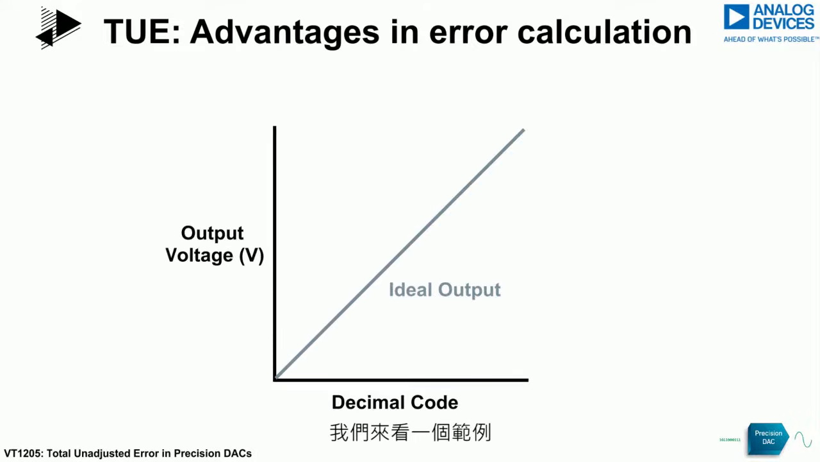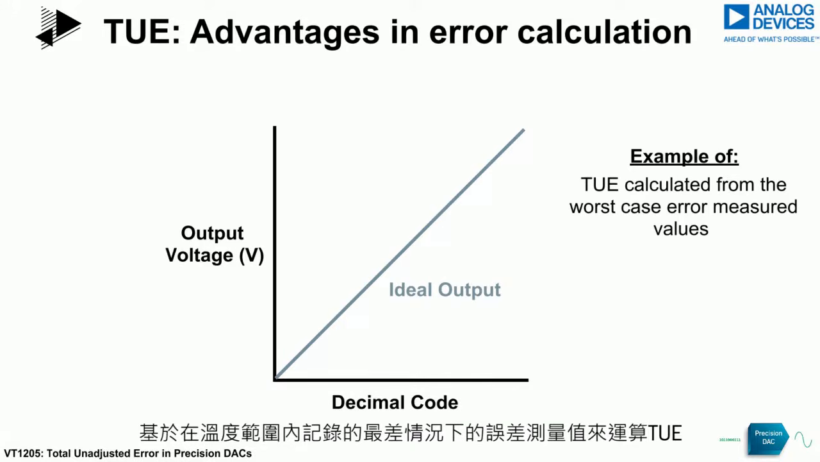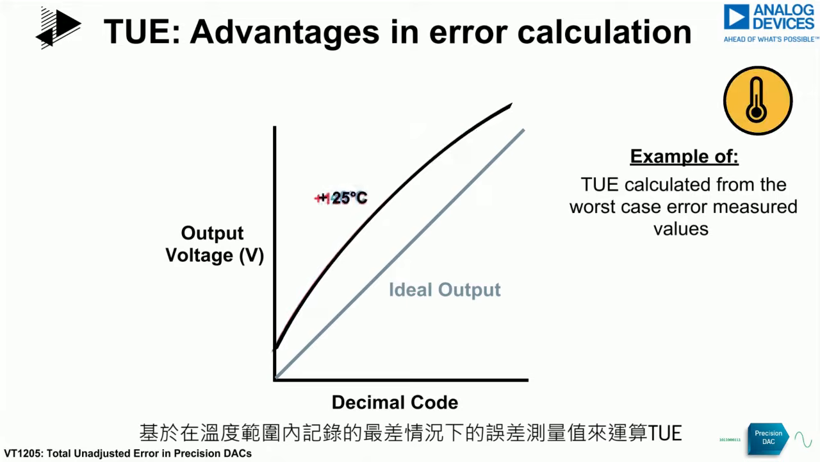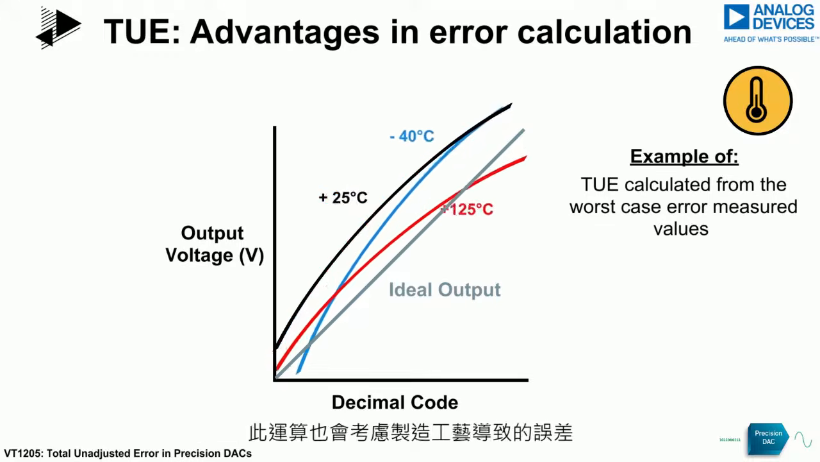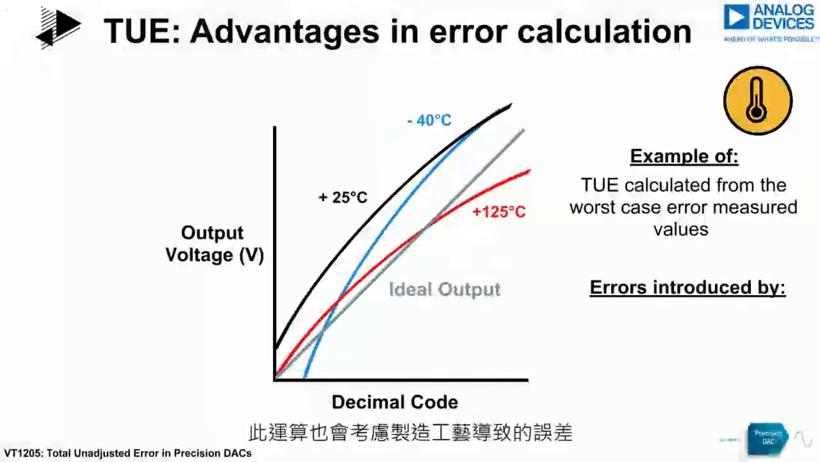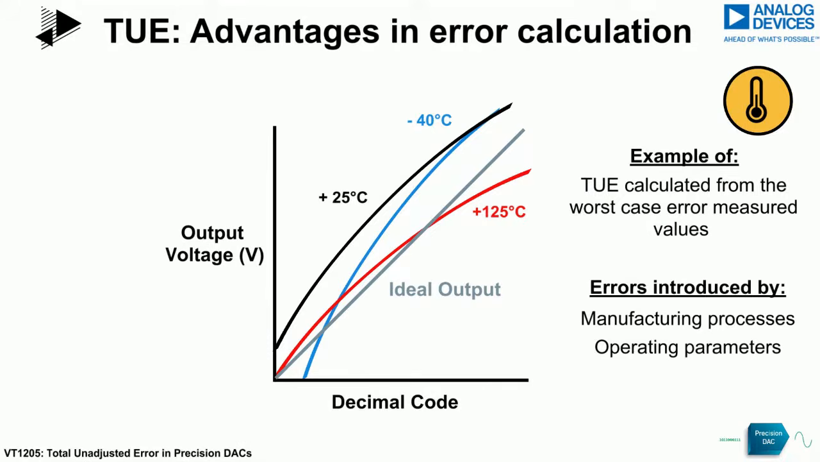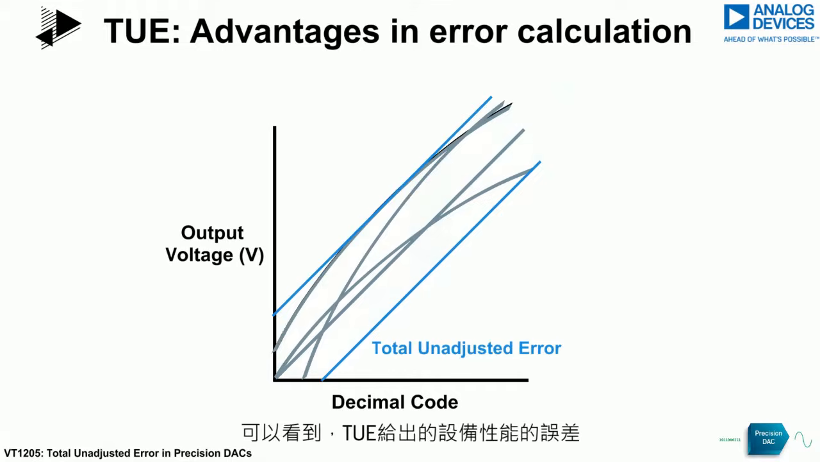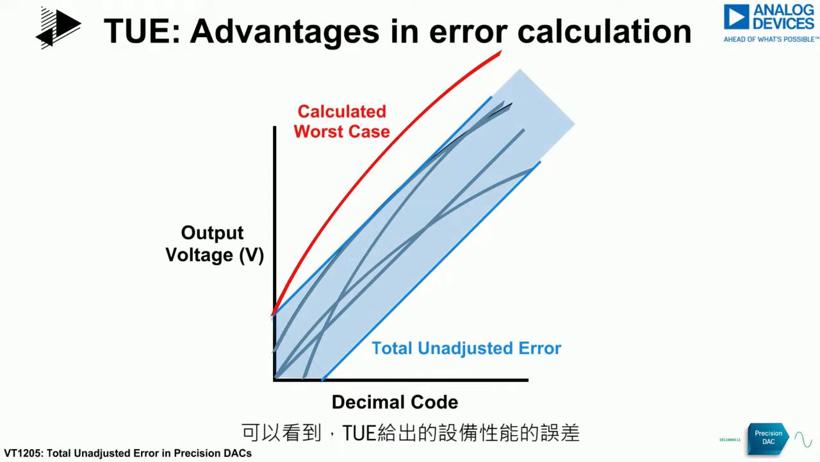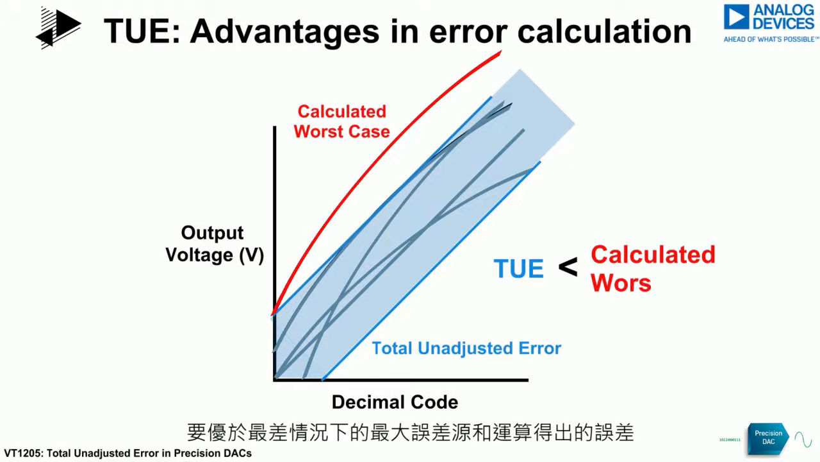Taking an example of where the TUE is calculated from the worst-case error measurement values recorded across temperature, this also takes into account the errors that are introduced by manufacturing process and operating parameters such as supply voltage. Here we see TUE gives a far better indication of the device performance over taking the worst-case maximum error sources and calculating from these.